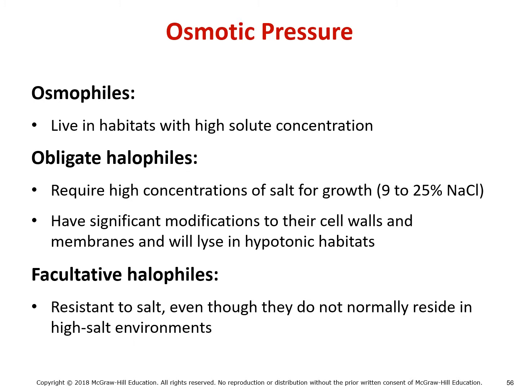Osmophiles like situations where there's a high solute concentration in the habitat. Obligate halophiles, again, love high amounts of salt in the environment because they themselves are typically full of salt. That way they can live in an isotonic situation. But what about the facultative halophile? The facultative halophile is going to be able to survive because they typically can change the amounts of salt concentration they have internally or externally.